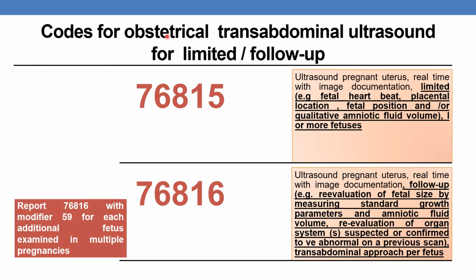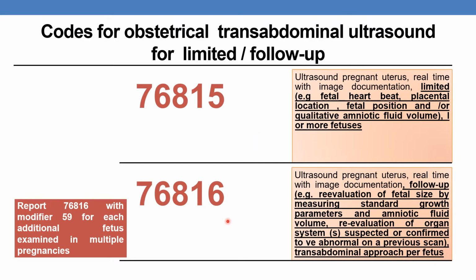Now coming to codes for obstetrical transabdominal ultrasound for limited and follow-up. They are 76815 and 76816. The description of 76815 is ultrasound, pregnant uterus, real time with image documentation, limited. Example, fetal heartbeat, placental location, fetal position and or qualitative amniotic fluid volume, one or more fetuses. So even for triplets and twins, you need to use only 76815. Limited means that it assesses only one or a couple of elements.